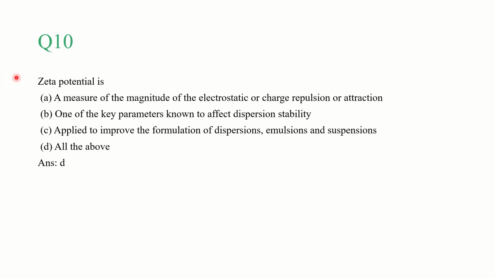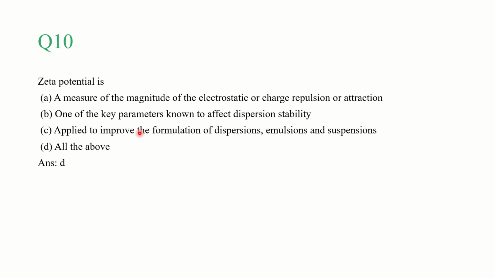So now we'll move on to question 10. Zeta potential is a measure of the magnitude of the electrostatic or charge repulsion or attraction, one of the key parameters known to affect dispersion stability, applied to improve the formulation of dispersion, emulsion and suspensions, all of the above. Zeta potential is just associated with the charges, like electrostatic things. So the answer to this problem is all of the above. It is a measure of the magnitude of the electrostatic or charge repulsion or attraction, and it is one of the key parameters to affect the dispersion stability.